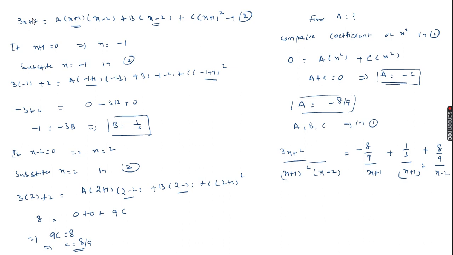and next we get that 3x plus 2 equals a into (x plus 1) into (x minus 2) plus b into (x minus 2) plus c into (x plus 1) whole square. Put x plus 1 equal to 0, from that x is equal to minus 1. Substitute x equal to minus 1, we get the b value is equal to 1 by 3. And next put x minus 2 equal to 0, we get that x is equal to 2. Substitute x equal to 2, we get the c value is equal to 8 by 9.